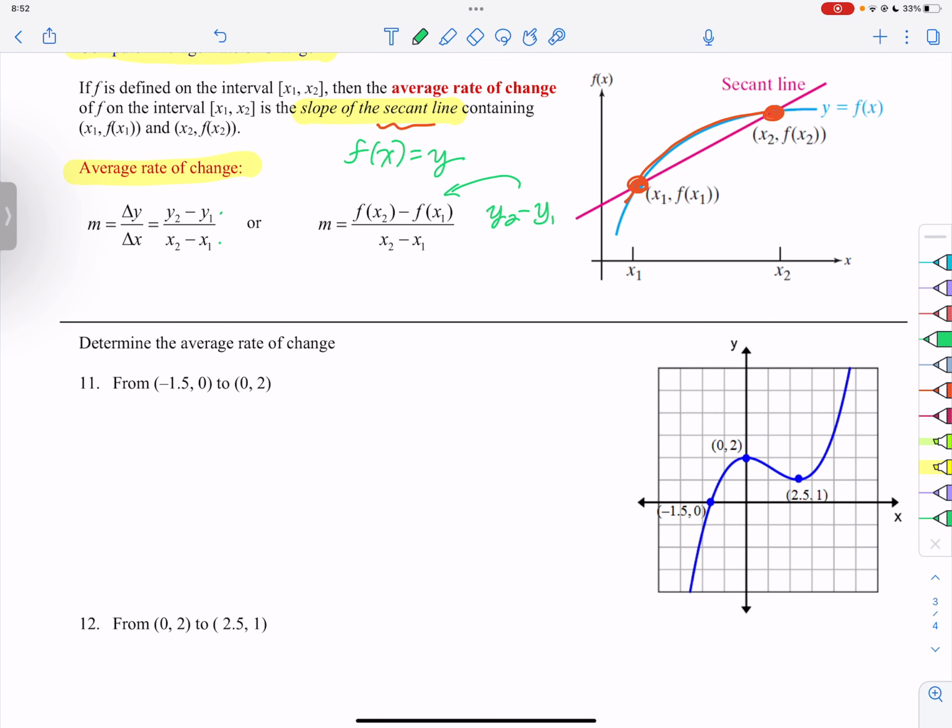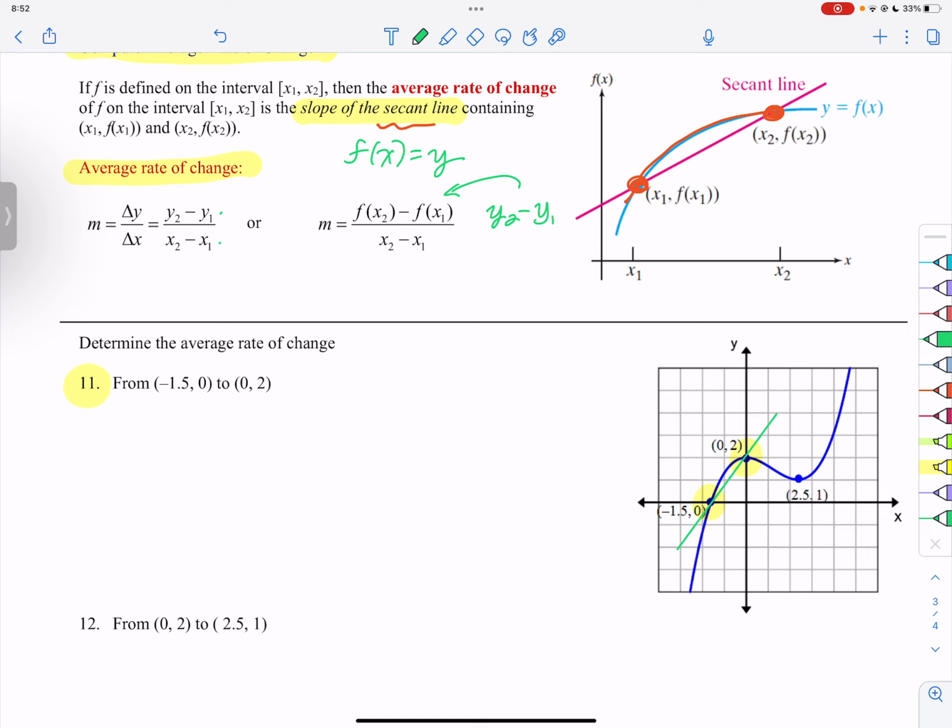Determine the average rate of change from these 2 points. So in number 11, I'm going to put a yellow dot, and we want the average rate of change between this point and this point. And on that one, we will use green. So I'm going to connect those points, and that average rate of change is really the slope of that line.